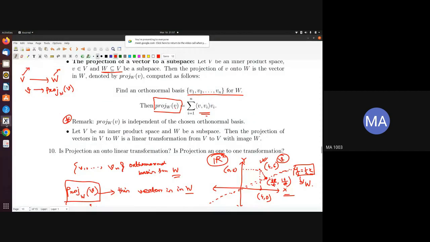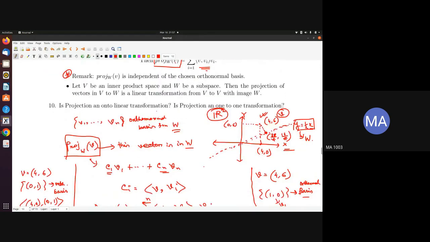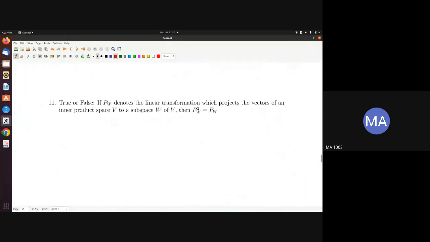Why is it a linear transformation? You can hear me, right? Yes, sir. So first, P of 0 is 0. Is it clear that the projection of 0 is 0? So let me write it down again. Let me write it here.